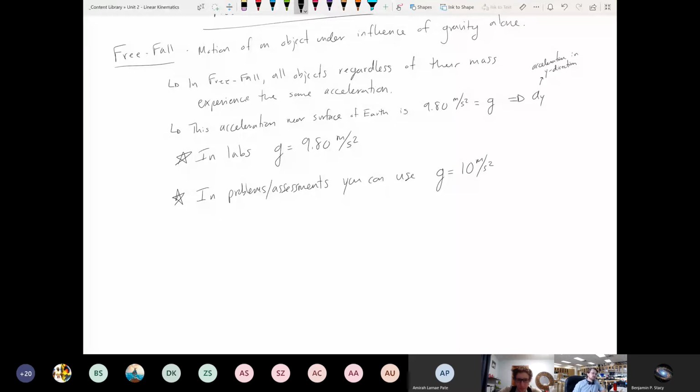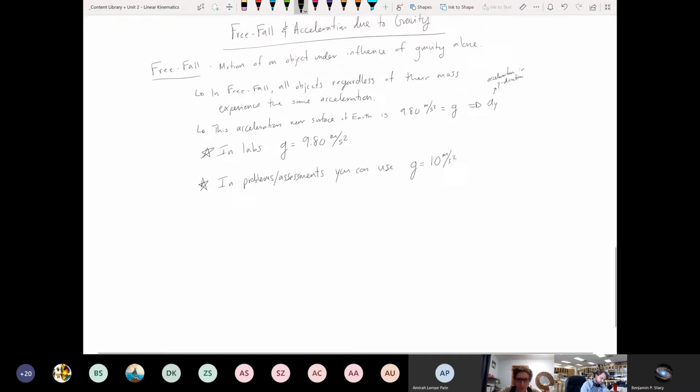When we're solving our practice problems or assessment questions, we just use g equals 10. And I always write on the assessment questions, ignore air resistance because we're not dealing with that, and you may use a little g equals 10 meters per second squared.